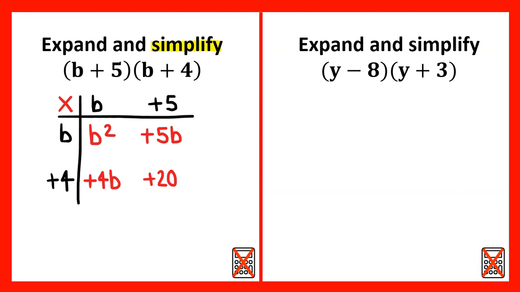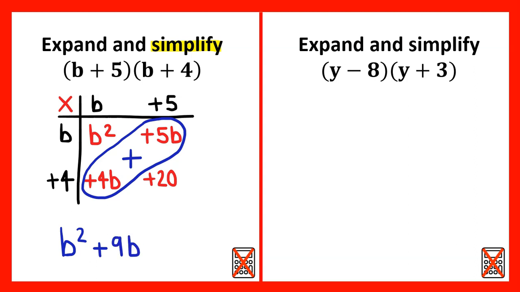Now we need to simplify by collecting like terms. b squared does not share any other like terms, so this would remain as b squared. However, the 4b shares a like term with 5b, so positive 4b plus, because we're collecting like terms, positive 5b would give us positive 9b. And similar to b squared, 20 does not have any other like terms, so we'd leave this as plus 20. So the final answer is b squared plus 9b plus 20.